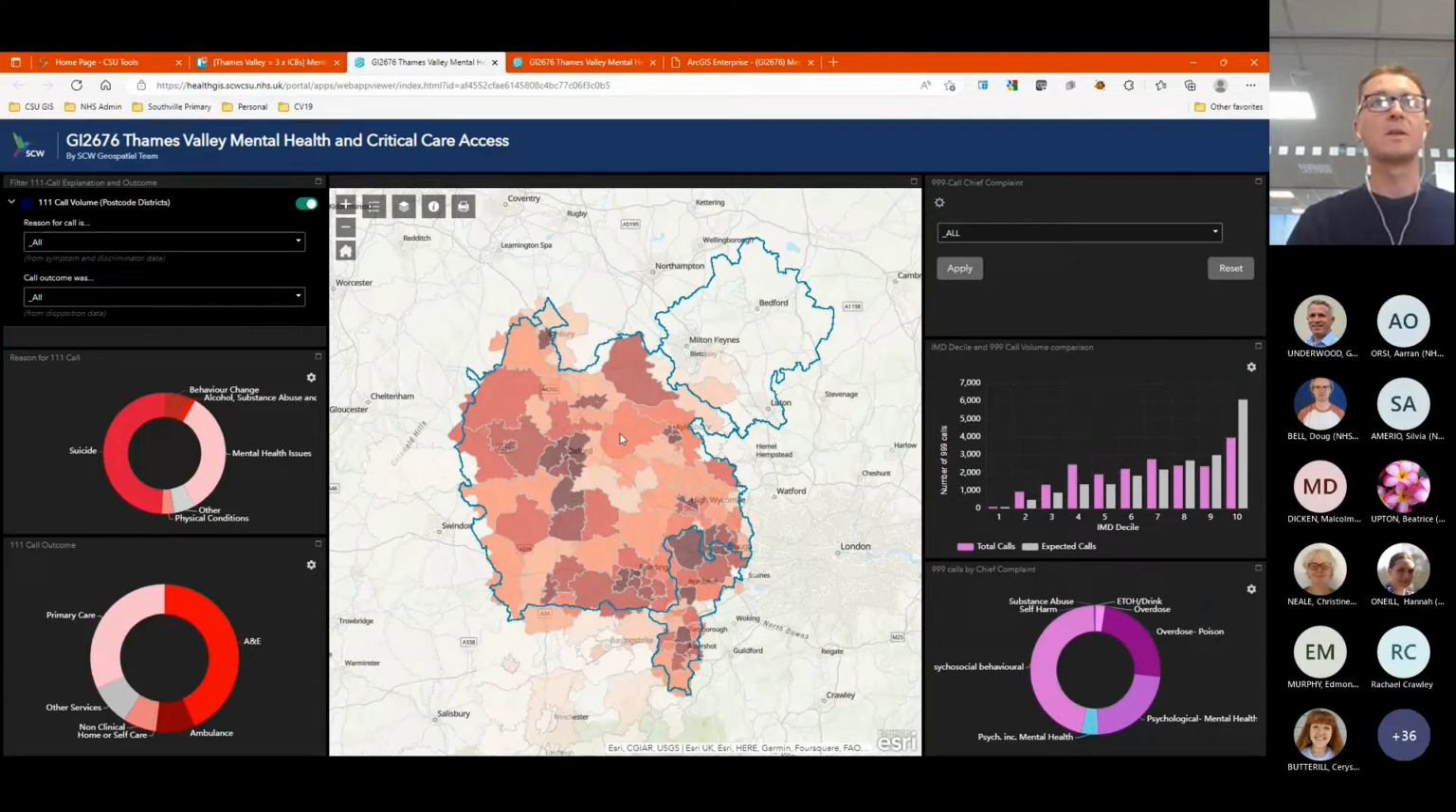So what we were asked to do here was come up with a baselining exercise. So it's looking at mental health and critical care access, specifically 111 calls and 999 calls. So they wanted a baseline. They wanted to know where the calls were coming from, what was the cause of most of the calls, how are they being dealt with, what does the landscape look like in terms of population, deprivation, that sort of thing.